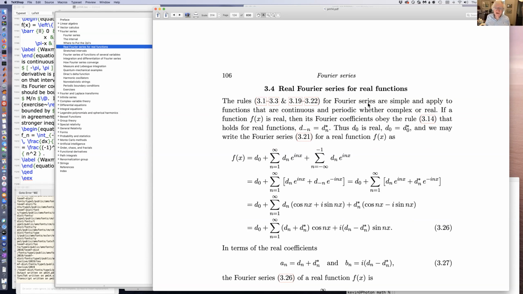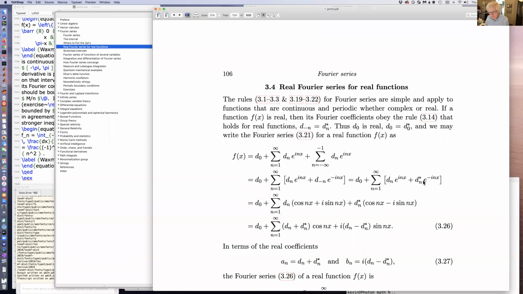All right, so let's go to real series. Now, as I said, because the function f is real, the Fourier coefficients obey this rule, which is that the coefficient for minus n is the complex conjugate of the coefficient for n. So first we will write the Fourier series this way: the zeroth term, the positive n terms, and the negative n terms. And then changing minus n to plus n, we can rewrite this term as that. And now we know that d minus n is dn star.